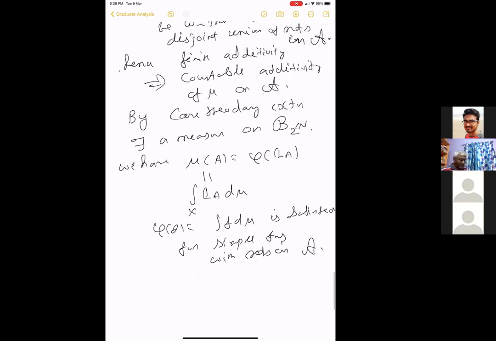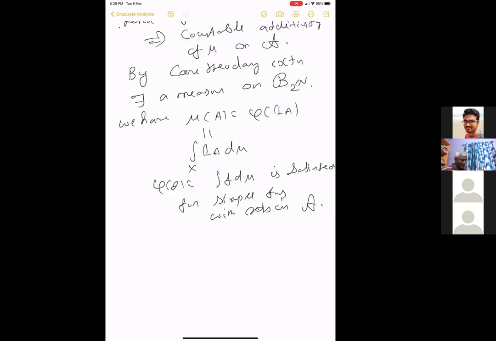Now you have an algebra, and it's an easy exercise that any simple function with sets in the sigma algebra can be approximated by simple functions coming from sets in the algebra A. If you take any set in the sigma algebra, then you can approximate it by a set in algebra A. Okay, that's the extension.